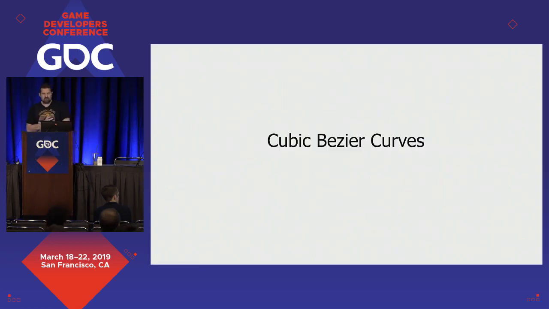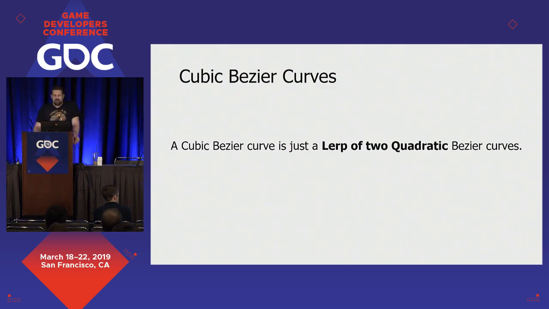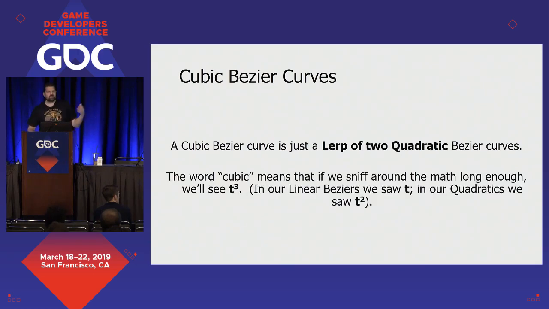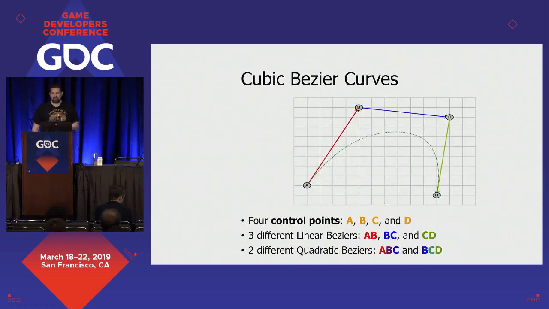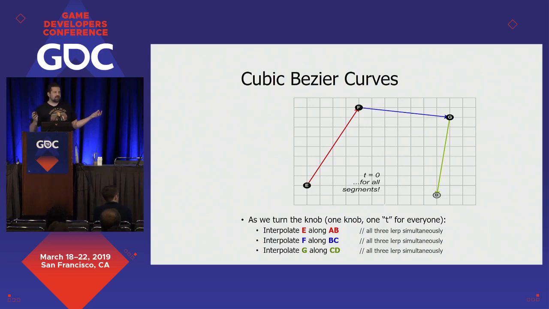All right, so let's get into cubic. And we'll talk more at the end if there's time about why cubic is so much more useful than just quadratic. But it's very easy to do. Cubic Bezier curve is just a lerp of 2 quadratics, in the same way that a quadratic was a lerp of 2 linears. Of course, it says cubic, so there must be a t cubed around there somewhere. And here's the gist. We have 4 control points, A, B, C, and D, and we're going to do the exact same thing. So even if you don't know this, you can already predict it.